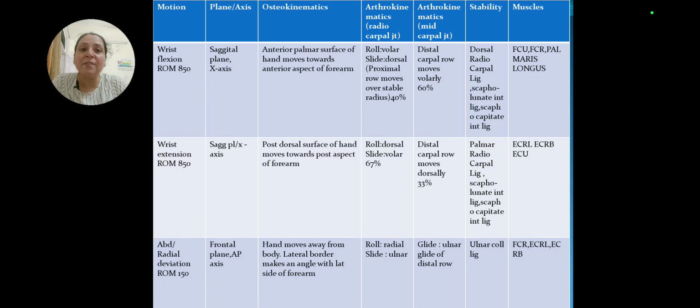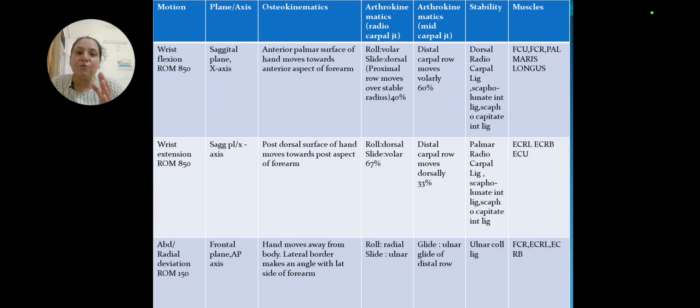Here, what is happening at the radiocarpal joint and the mid-carpal joint, I have tried to explain it. The radiocarpal joint will roll volarly, that is, it is moving anteriorly, whereas the gliding is taking place posteriorly or dorsally. Fine. The distal carpal row is moving only anteriorly. It has been stabilized by the dorsal radiocarpal ligament, scapulolunate interosseous ligament, and scapulocapitate interosseous ligament, and the muscles which come into action are flexor carpi ulnaris, flexor carpi radialis, and palmaris longus.